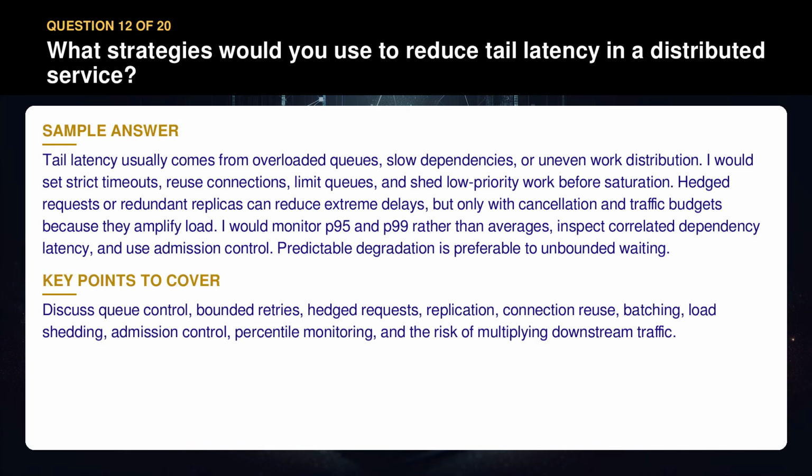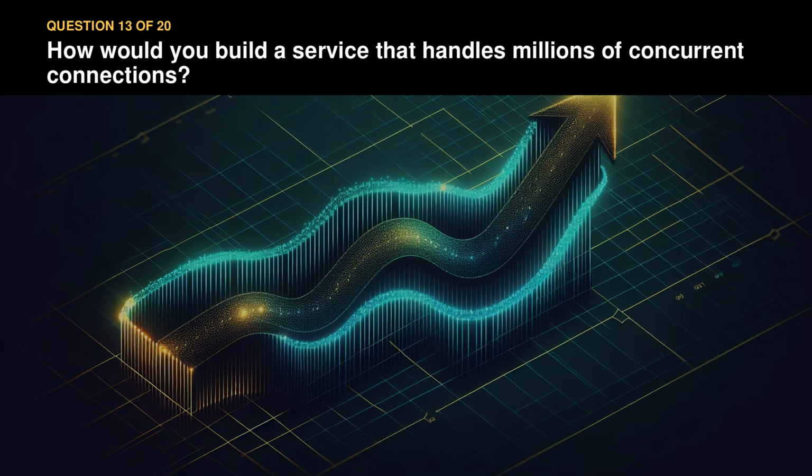Discuss queue control, bounded retries, hedged requests, replication, connection reuse, batching, load shedding, admission control, percentile monitoring, and the risk of multiplying downstream traffic. Question 13. How would you build a service that handles millions of concurrent connections?